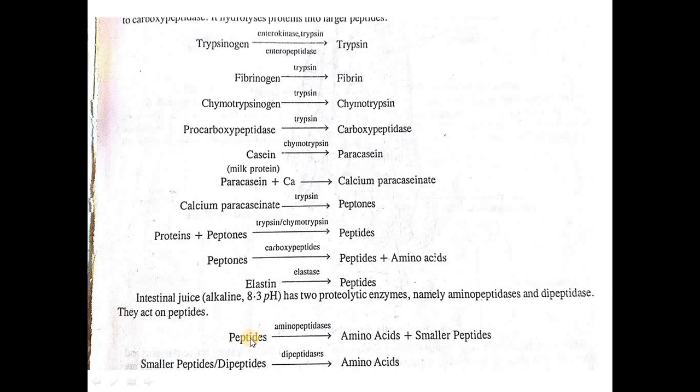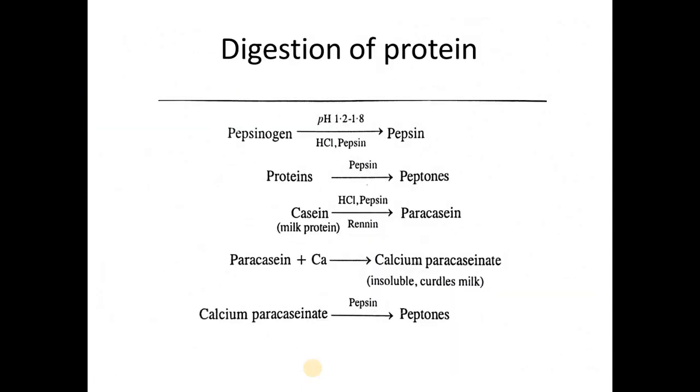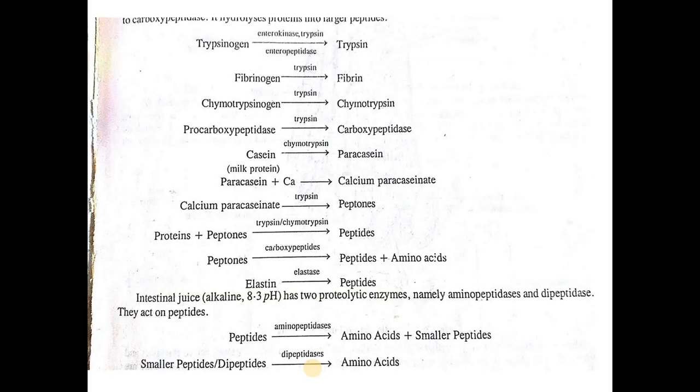They act on peptides, and these peptides in the presence of aminopeptidases are converted into amino acids plus smaller peptides, and the smaller peptides, that is dipeptides, are converted into amino acids by dipeptidase enzymes. So when you write in the examination about the digestion of protein, you have to go through this major important step that acts in the conversion into smaller molecules, and then you have to add this chart also in order to write the explanation on the digestion of the proteins.